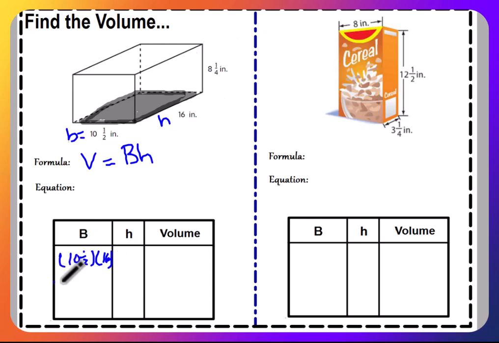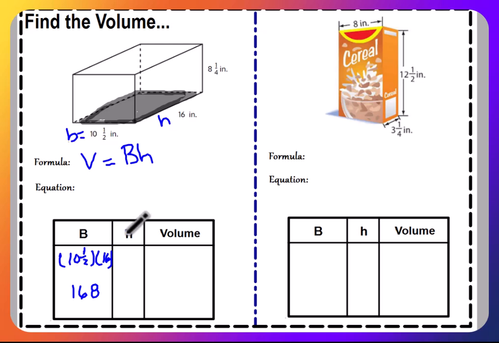When you multiply them together, you could leave it in fractions, turn this into a mixed number, and it'd be 21/2 times 16 over 1. Or you could turn the 10.5 into a decimal and multiply times 16. Either way, you're going to get 168 as the base area.